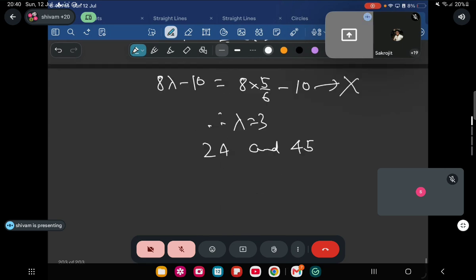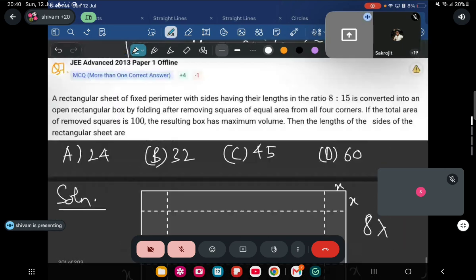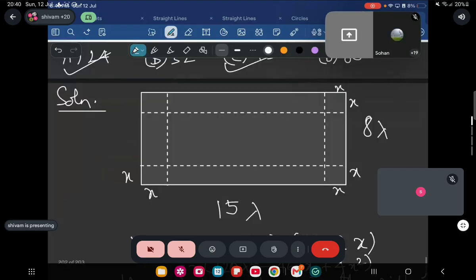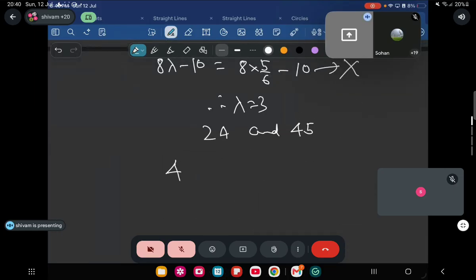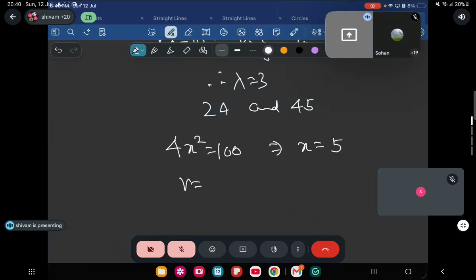So this is option A and option C. Where do people make mistake? Generally, pay attention. Once you got 4x square is equal to 100, people write x is equal to 5, and then they directly write the volume as 5 into 15 lambda minus 10 into 8 lambda minus 10. Now over here you see lambda is a constant.